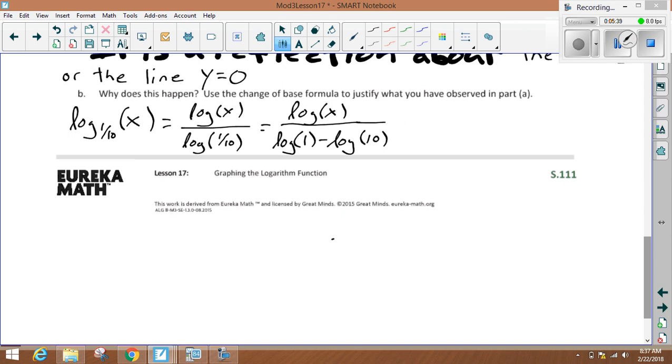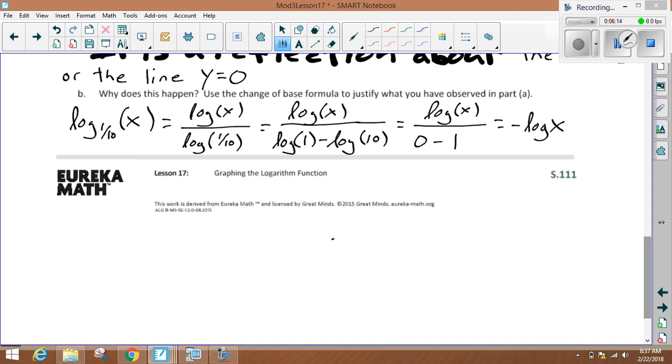Well, log base 10 of 1 is what? 10 to what power is 1? 0 power, right? So that's 0. And log base 10 of 10 is what? 10 to what power is 10? 1. Weird. That's super weird. So then isn't this just negative log of x, right? If you divide something by -1, it just becomes negative.